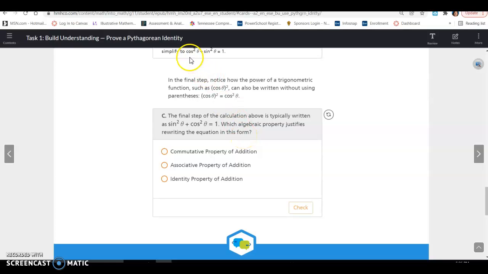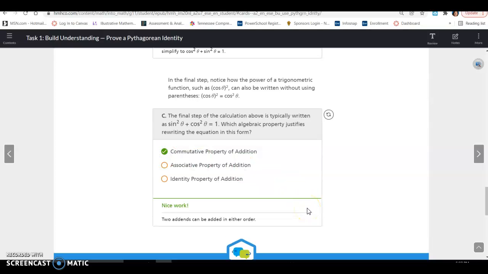To go from cosine squared plus sine squared equals 1 to sine squared plus cosine squared equals 1, what we're doing is reversing the order of these two things. When we do that, that's called the commutative property. If you have two things and you change the order, you're using the commutative property.